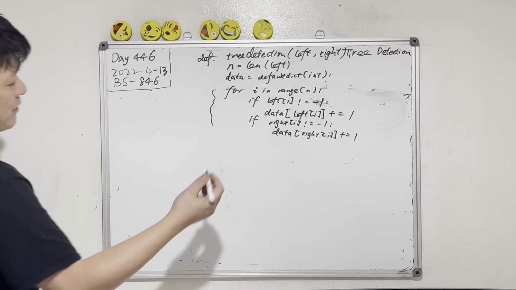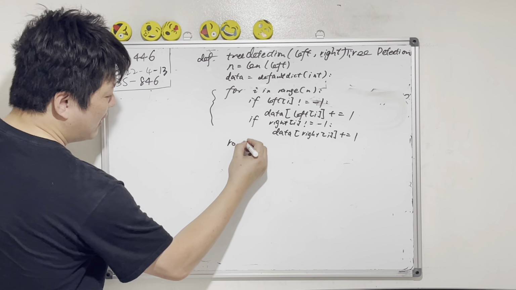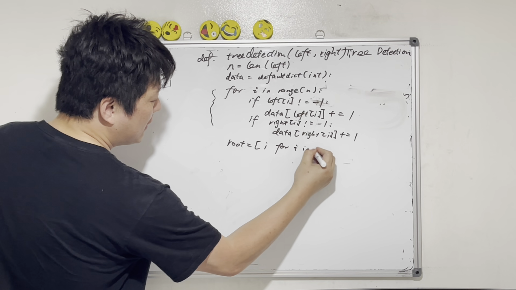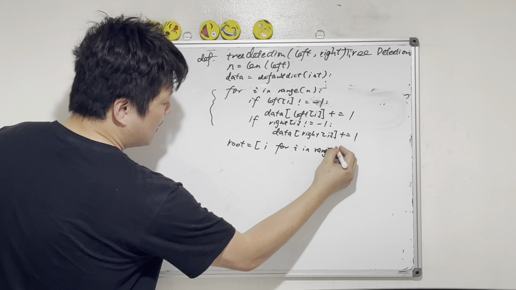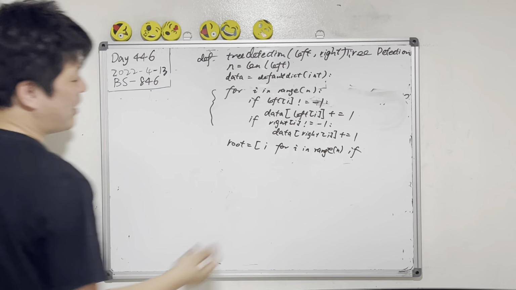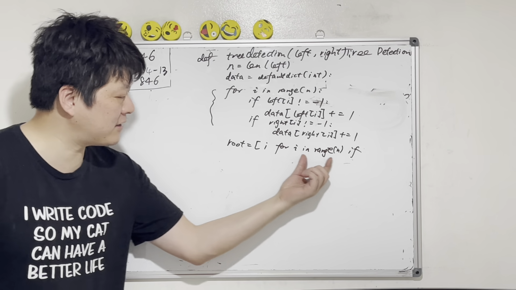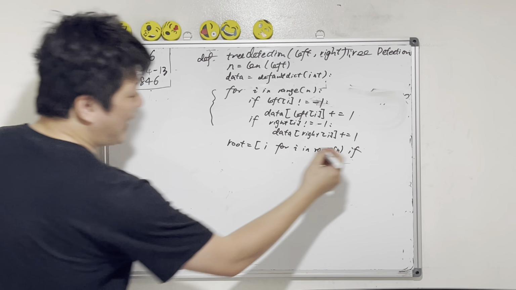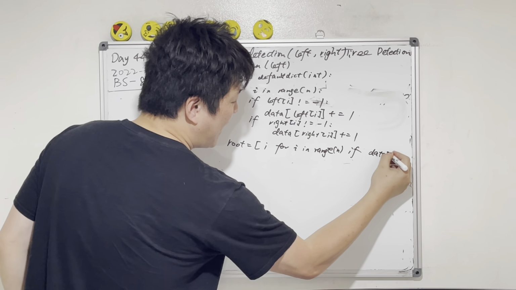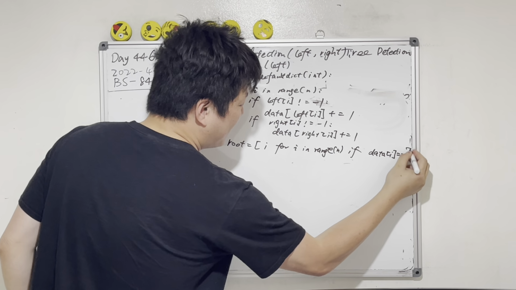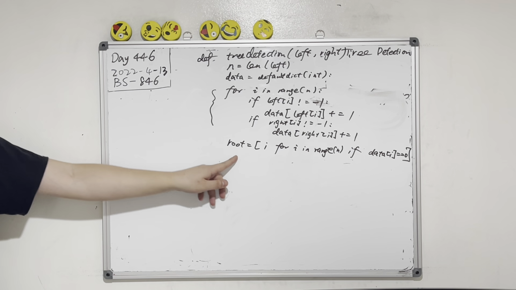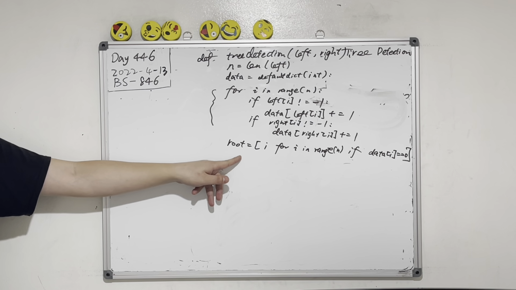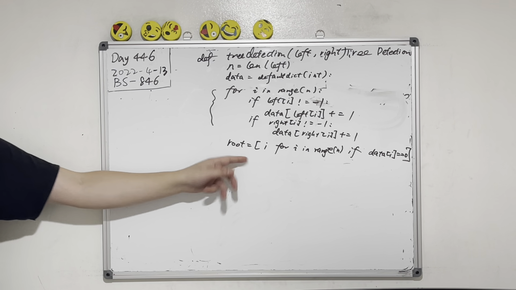So now we want to find out the root. The root will be equal to i for i in range n, if what? We have the nodes from 0 to n minus 1, but we want to check if data[i], the in-degree, equals 0, right? This is the root. But this may be empty, or it may have more. We may have more than one root, right? Look, this is the list.